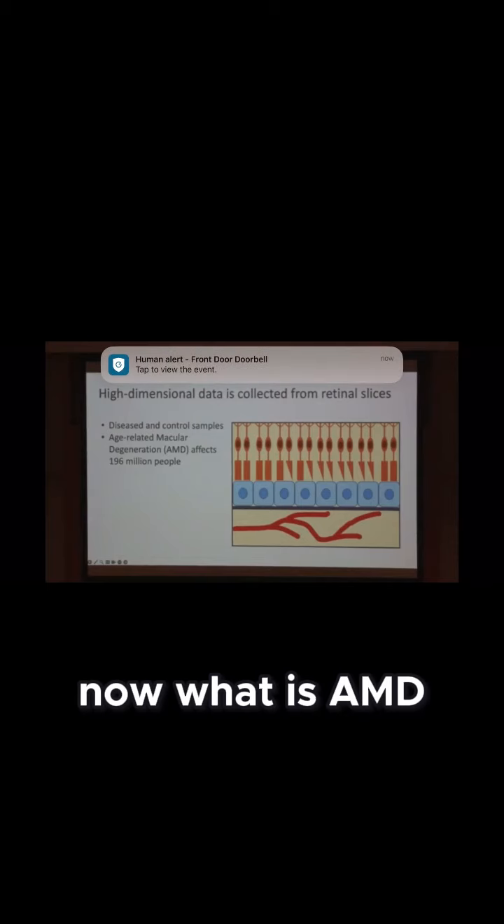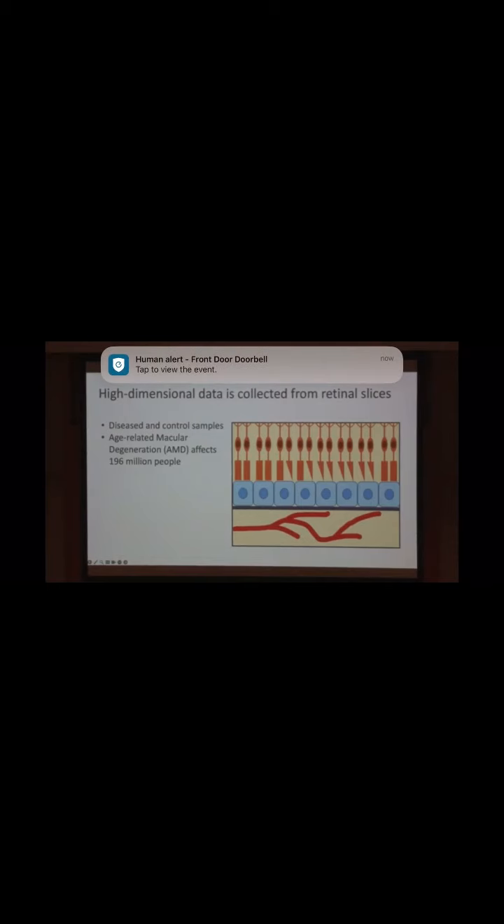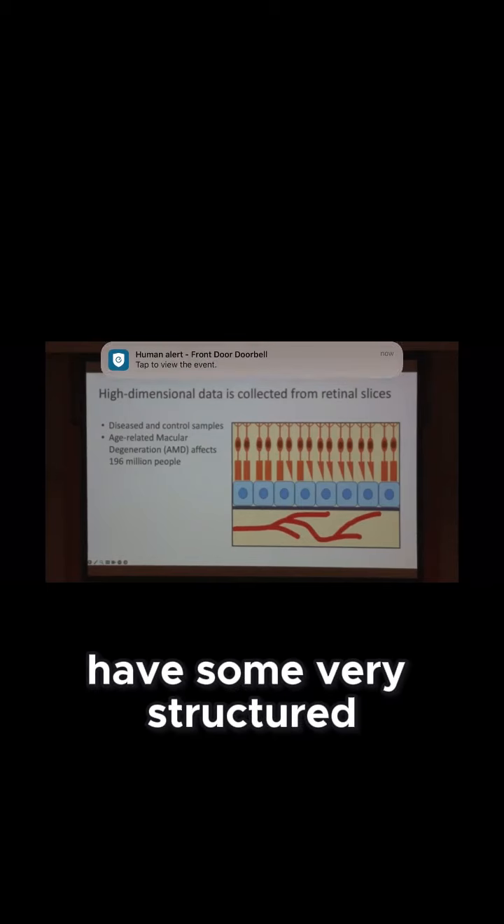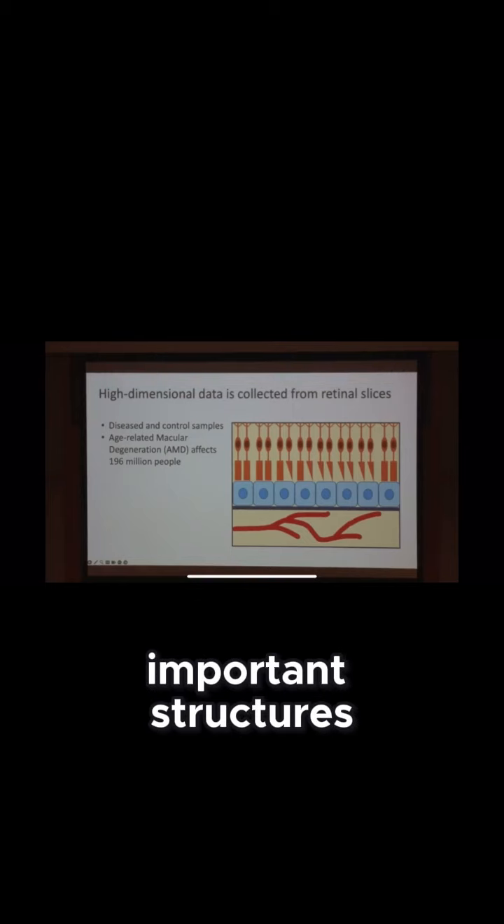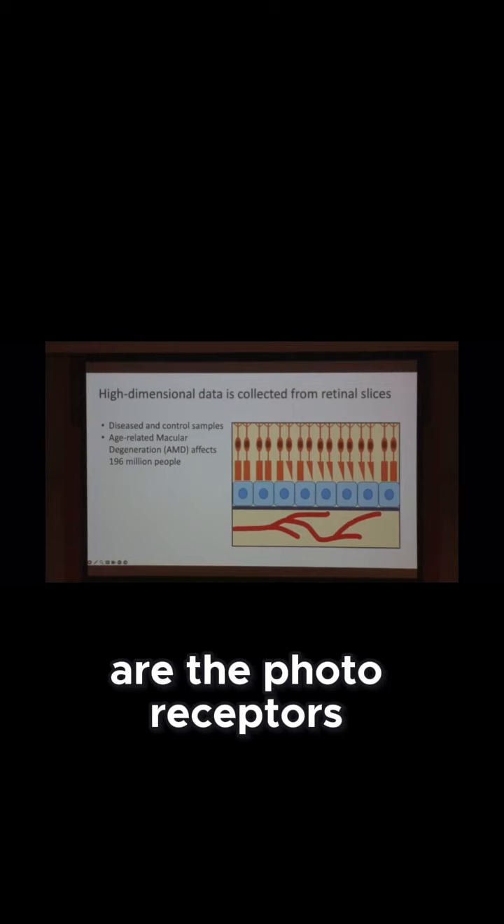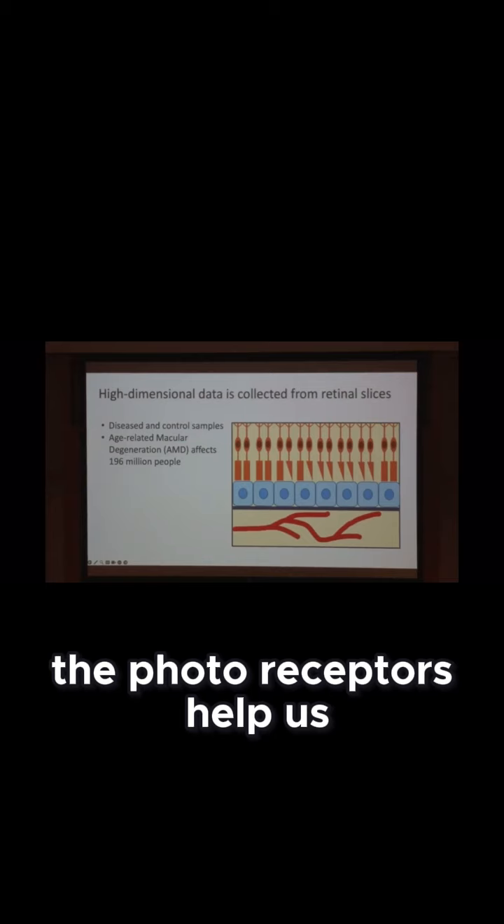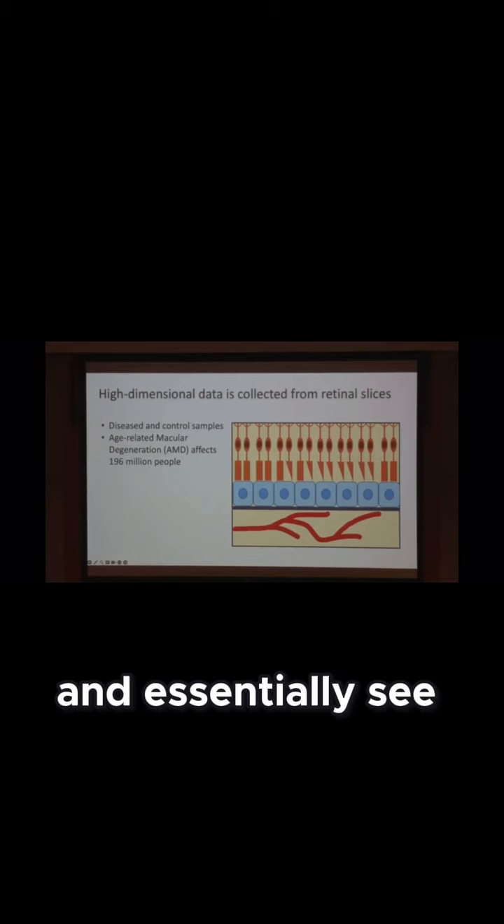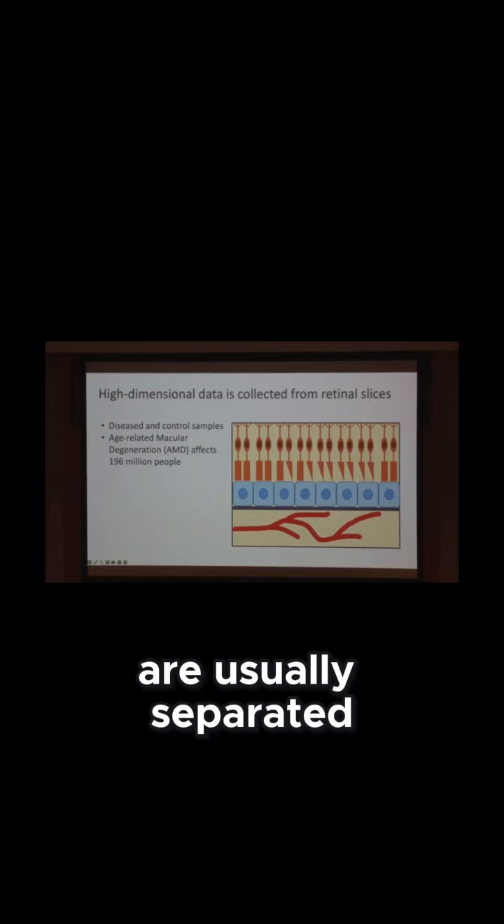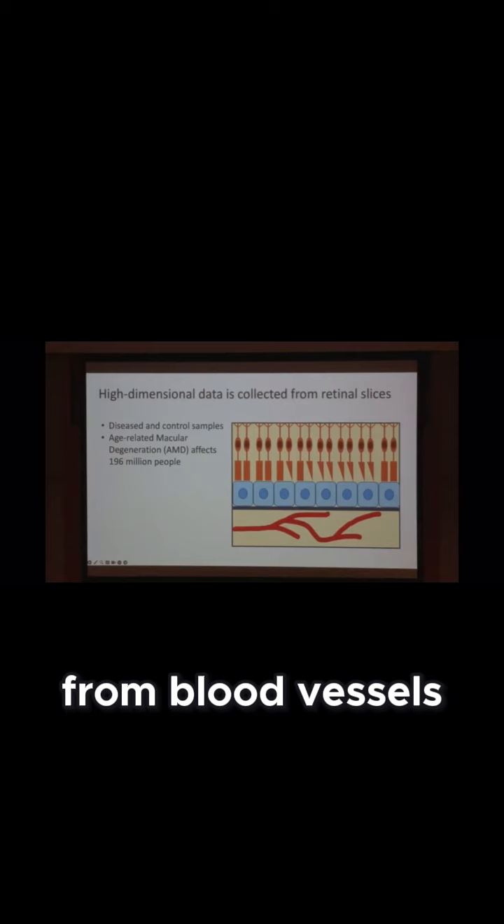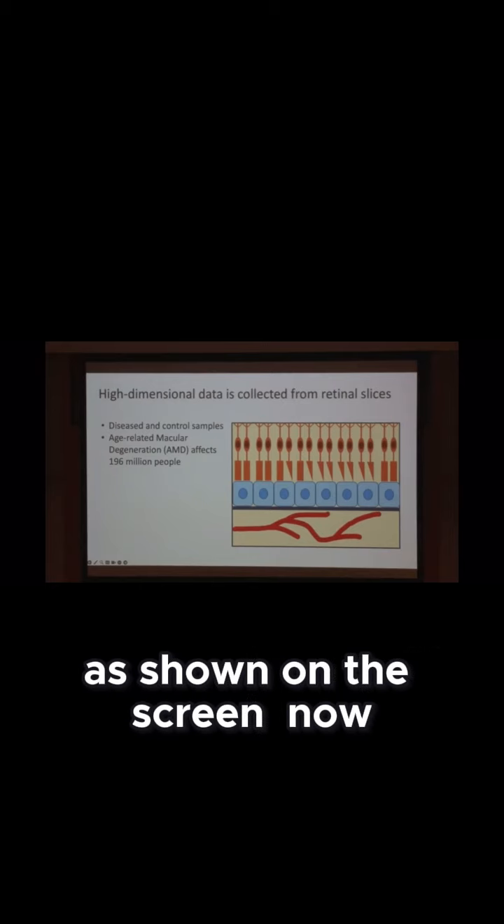Now, what is AMD? In our retina, we have some very structured layers. One of the most important structures are the photoreceptors. The photoreceptors help us detect light and essentially see. These photoreceptors are usually separated from blood vessels with a distinct membrane as shown on the screen.